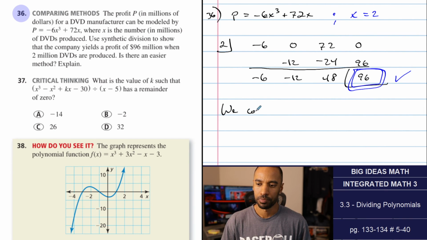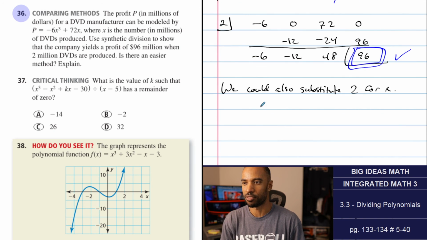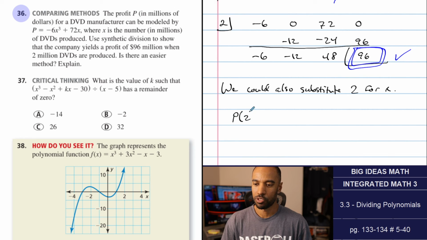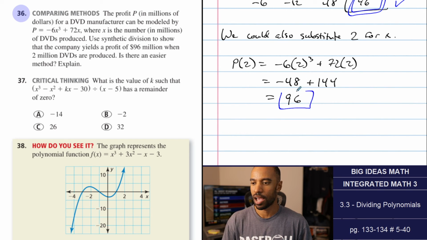We could also substitute 2 for x and evaluate. So P of 2 is negative 6 times 2 cubed plus 72 times 2. 2 cubed is 8. Negative 6 times 8 is negative 48. 72 times 2 is 144. Negative 48 plus 144 is indeed still 96. Is that easier? I'd say so.